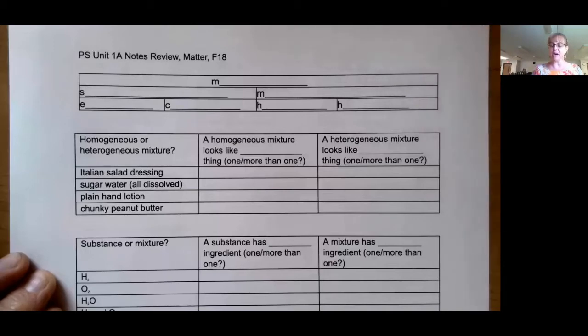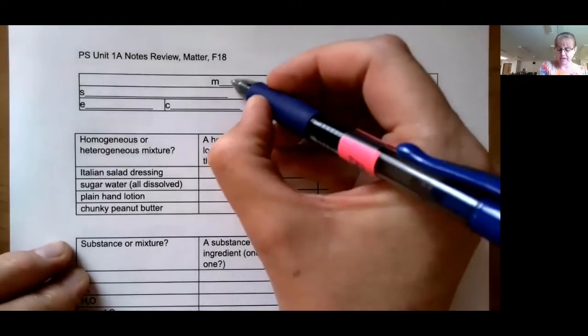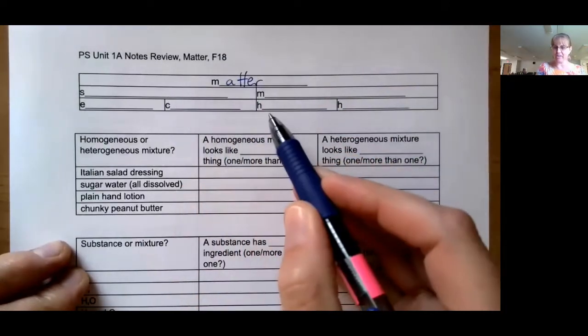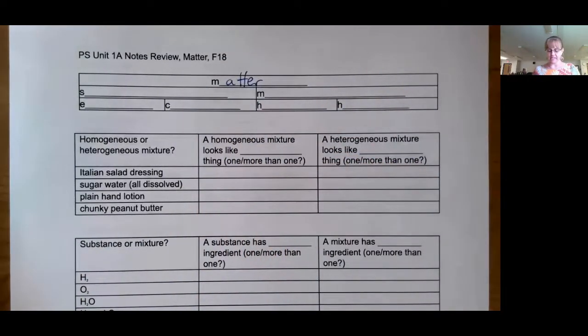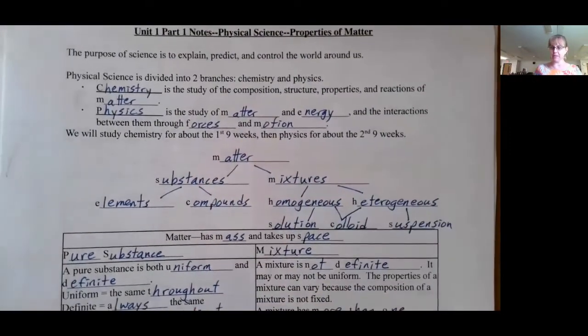Let's take a look at how to do the Unit 1A review worksheet. First of all, this is matter. And matter is made up of several categories. You can find these categories here in your notes from earlier this week.